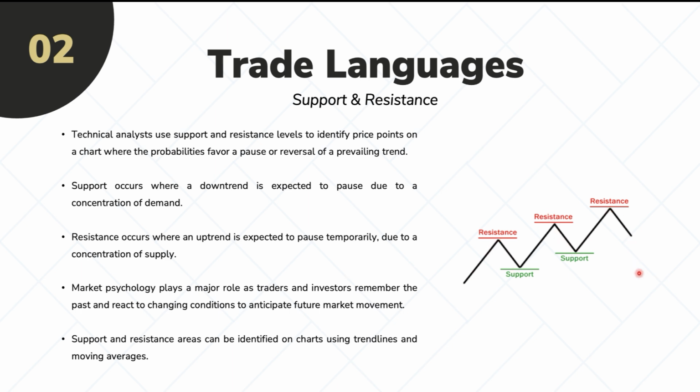And at some point, support breaks and then we're going lower. Market psychology plays a major role as traders and investors remember the past and react to changing conditions to anticipate future market movement. So when we come back to a resistance area, people expect price to just keep that resistance and go lower. When price goes to a support area, people think, okay, the support area, you can go higher from that. Support and resistance areas can be identified on charts using trend lines and moving averages.